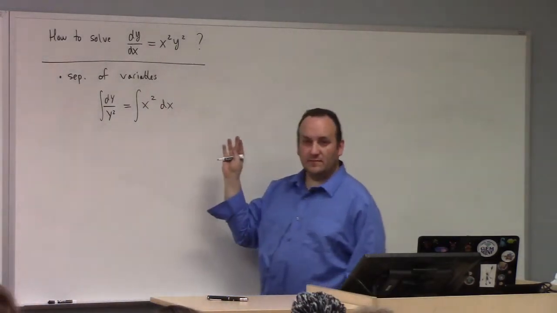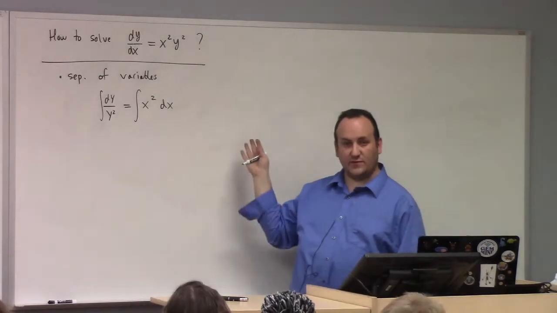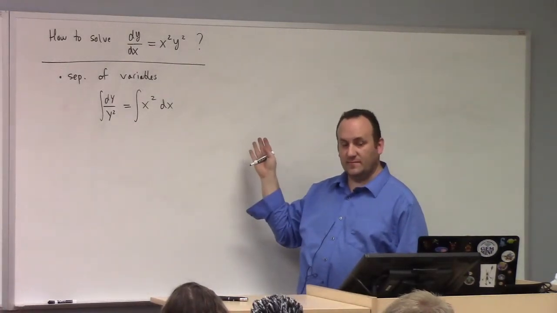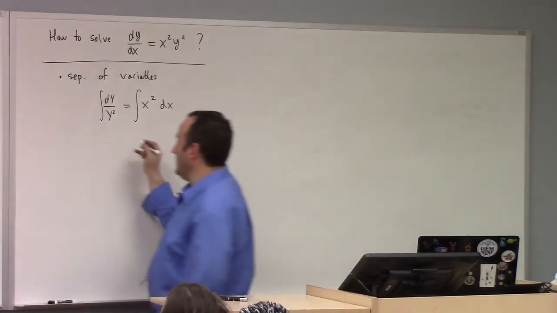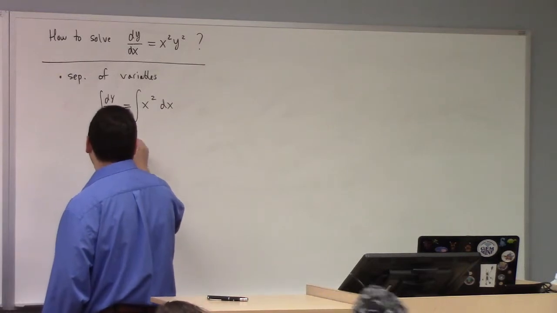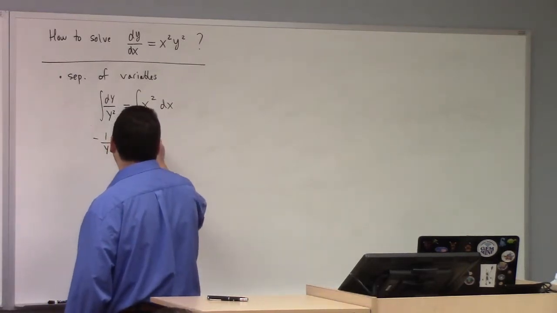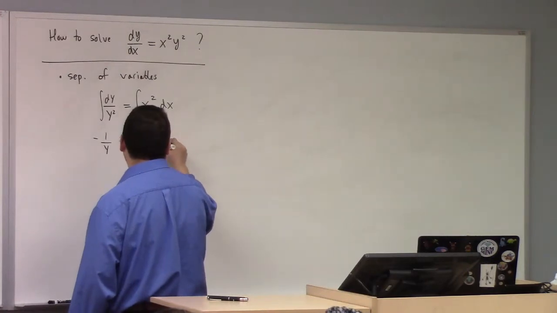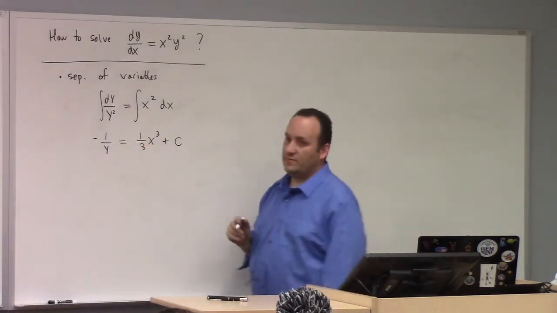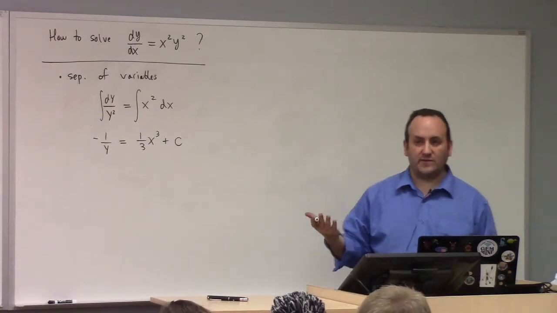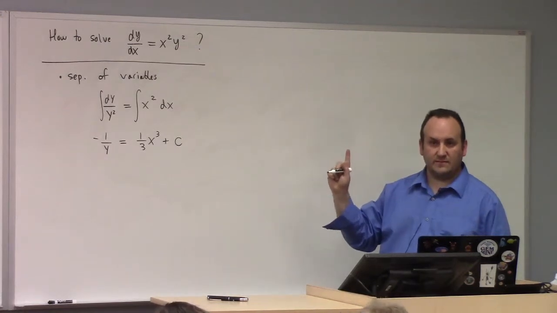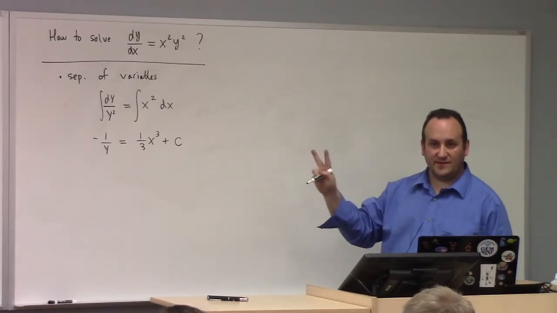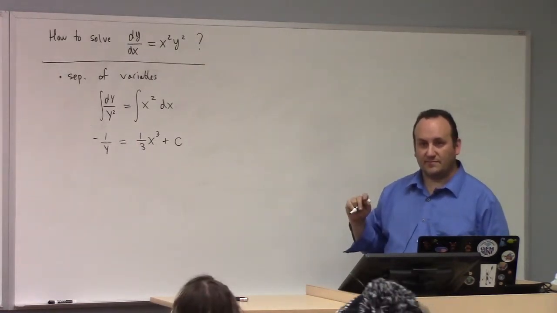So if you can separate the terms with x and the terms with y, then the problem is said to be separable. This is. Now we integrate. What do we got? We got minus 1 over y equals 1/3 x cubed plus a constant. This is, by the way, a first-order differential equation. How many constants do we expect in the answer? Just one, right? My previous and scary, confusing example had 2 because it was a second-order problem.